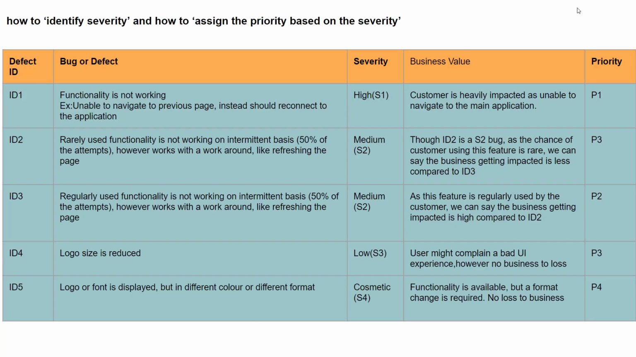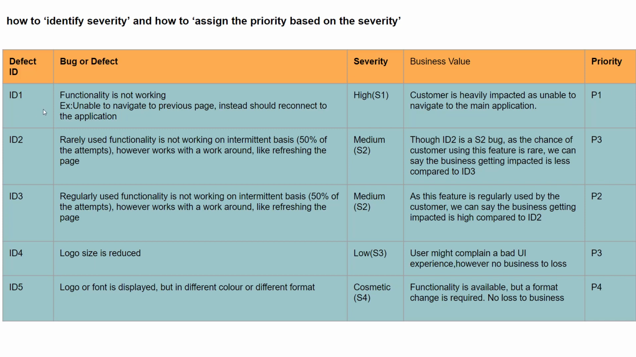Let's say we have documented all our bugs which we have identified. Now we have also assigned the severity for each and every bug that we have identified. However, how can we assign the priorities? Let's go through one by one.